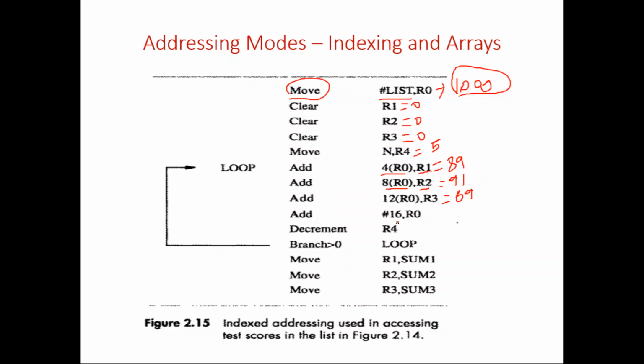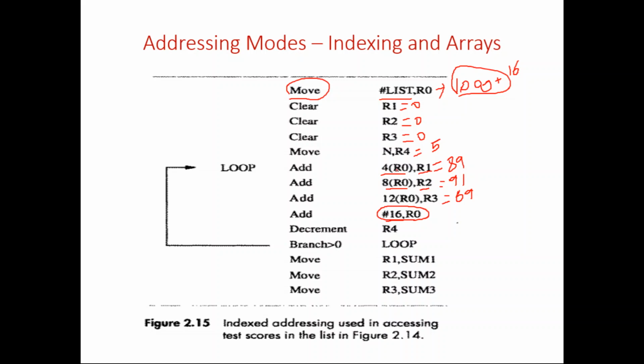Now the test 1 score of the second student you have to take and add with R1, and like that you have to continue, right? So now we are adding: add #16 comma R0. We are adding 16 to R0. R0 is 1000, so 1000 plus 16 is 1016. Now R0 is updated.